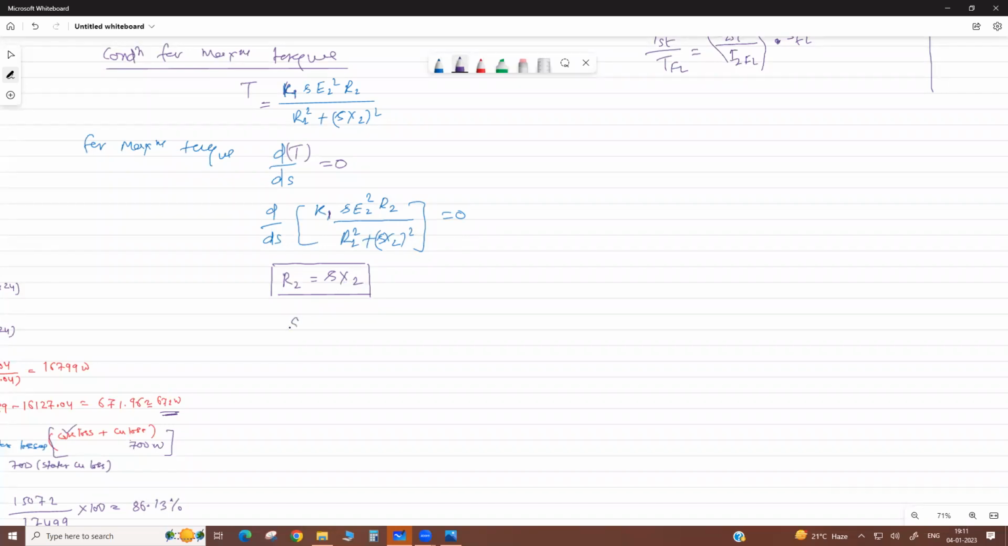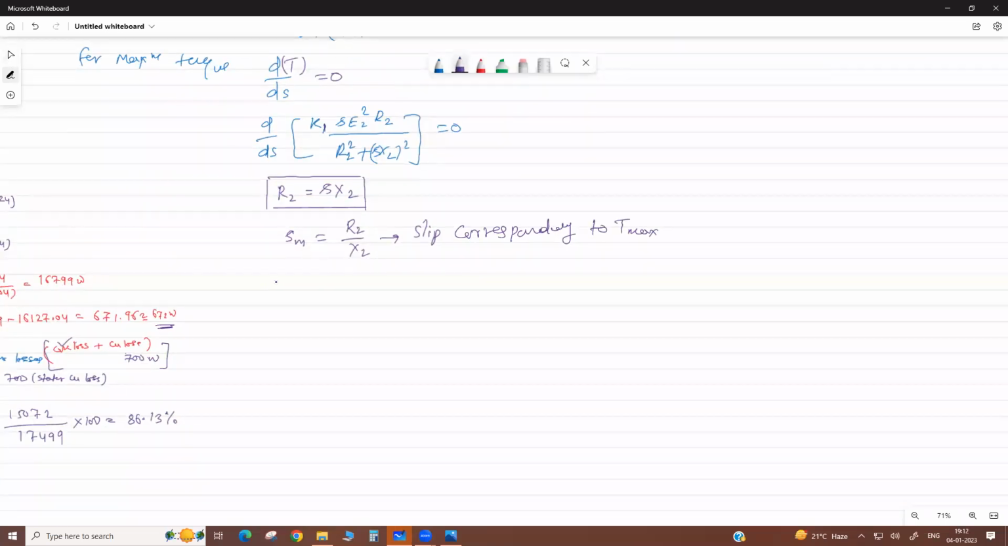When your rotor resistance becomes equal to slip times of rotor reactance, from here this is the slip we write as SM, because it is not the maximum slip. It is the slip corresponding to maximum torque, that is R2 by X2. So this is the slip corresponding to maximum torque. Now this is the condition. But what is the magnitude of maximum torque?